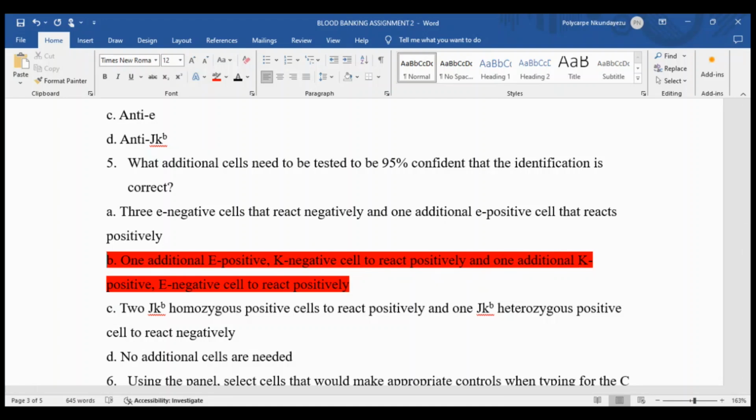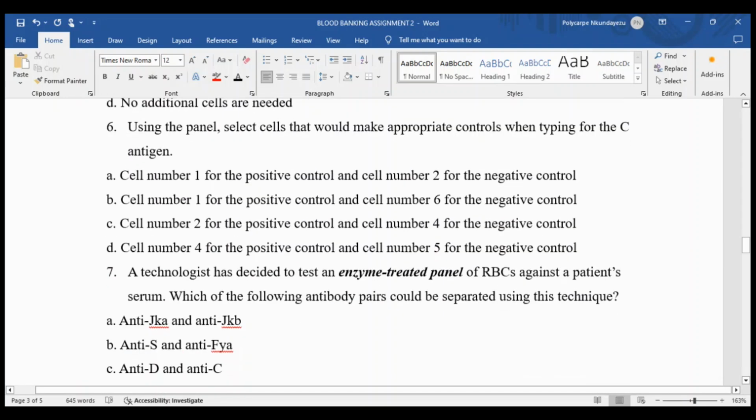And then finally, using the panel, select a cell that would make an appropriate control when typing for the C antigen. So which cell could in fact be an appropriate control if we want to identify the presence of C antigen?